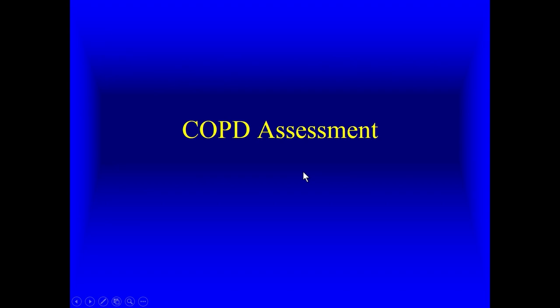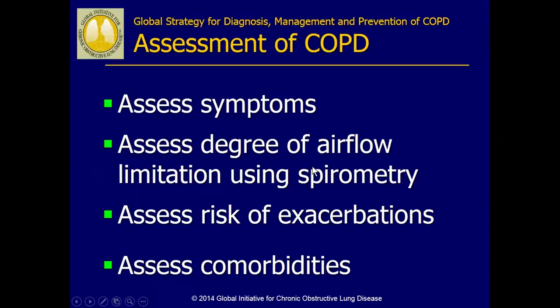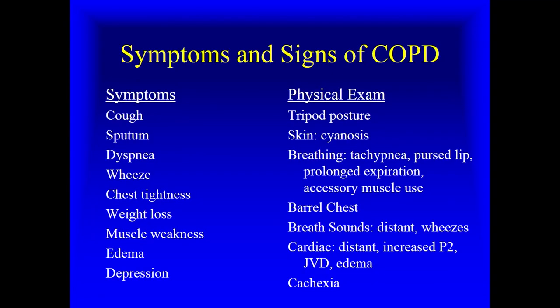So moving on to the assessment of COPD patients. According to GOLD, there are four things we need to assess when we assess a COPD patient. First is assessment of the symptoms, assessing the degree of airflow limitation using spirometry, assessing the risk of exacerbations, and assessing comorbidities. So this slide shows the signs and symptoms of COPD.